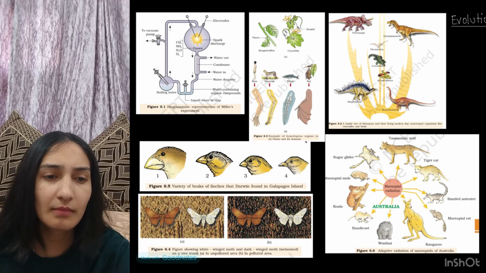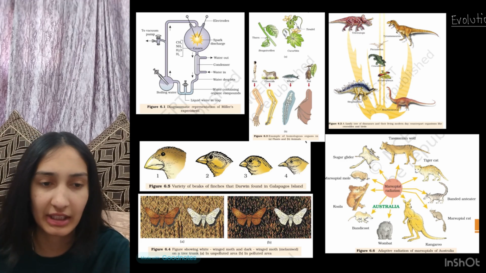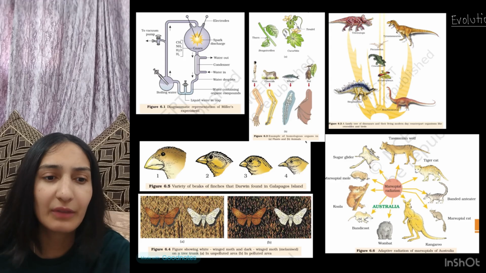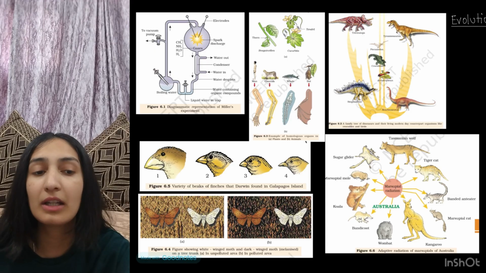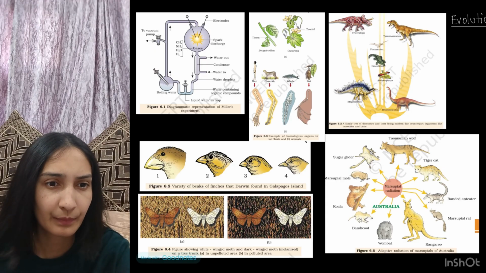Now in figure 6.3 you can see the example of homologous organs in plants and animals. This is a very important question again. Next, figure 6.5 depicts the variety of beaks of finches that Darwin found in the Galapagos Islands. Then we have figure 6.4, which shows the white winged moth and the dark winged moth, that is the melanized one, on a tree trunk. So A shows it in an unpolluted area and B shows it in a polluted area.